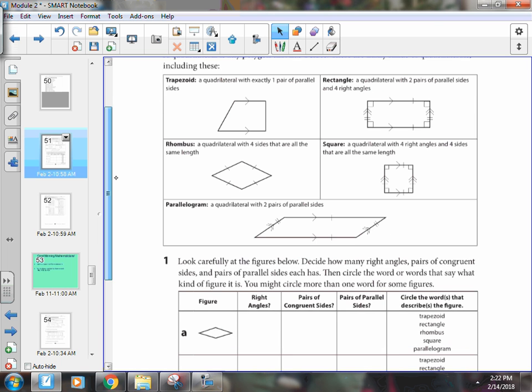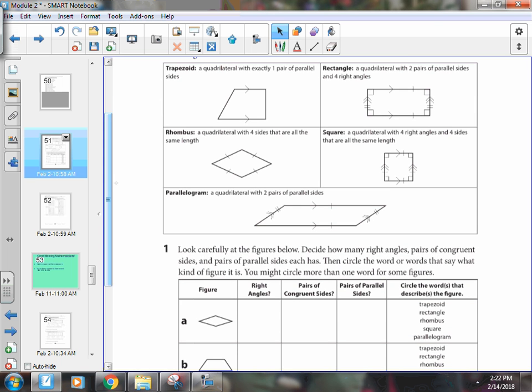Remember that quadrilaterals have 4 sides. A trapezoid has 1 pair of parallel sides. In this case, the top is parallel to the bottom, but the left and right are not parallel. Rectangle, angle, angle, all about the right angle. So if it has 4 right angles, it's a rectangle.